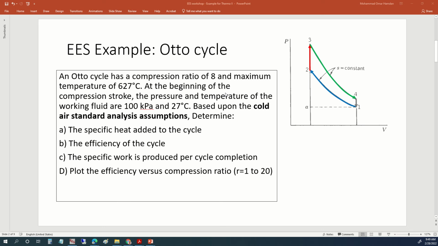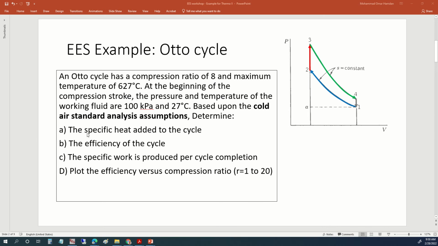So if you are analyzing an Otto cycle, this is one of the common problems you will see in thermodynamics, which is a gasoline cycle. We call the ideal one the Otto cycle. In this example, we have an Otto cycle which has a compression ratio of 8, maximum temperature of 627 degrees C, and at the beginning of the compression stroke, the pressure and temperature of the fluid are 100 kilopascal and 27 degrees C. Based upon the cold air assumption, determine the following.